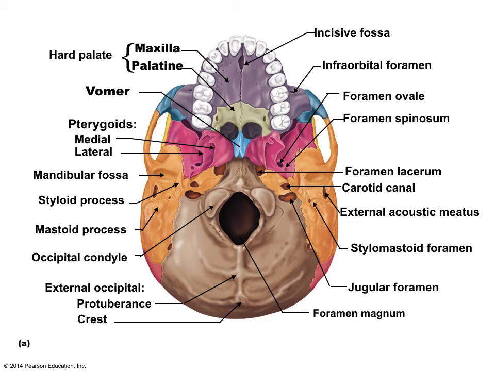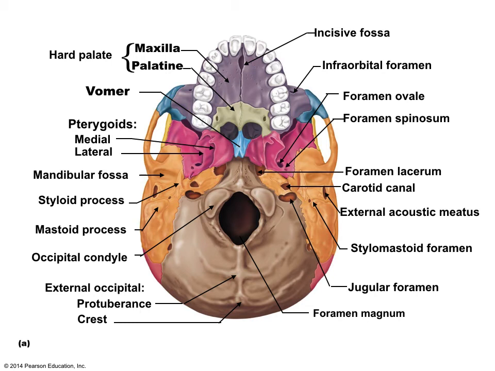Pterygoids, the wing-like extensions, sphenoid, medial and lateral. Another couple of foramina, lacerum, we already talked about. Jugular foramina, also discussed earlier. Take your eyesight in front of the jugular, you will find the carotid canals for arteries of the same name.